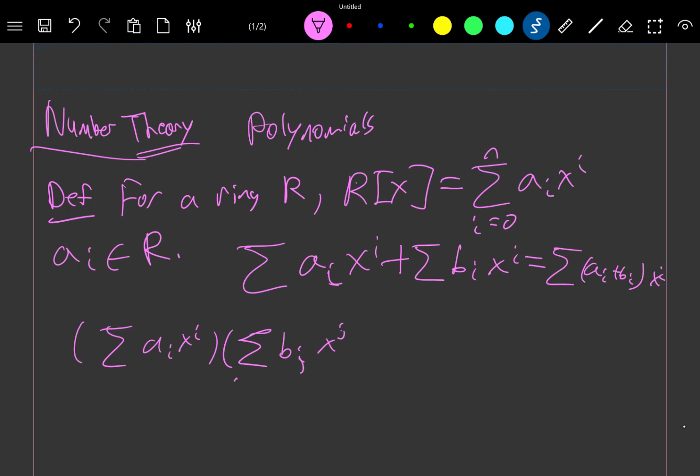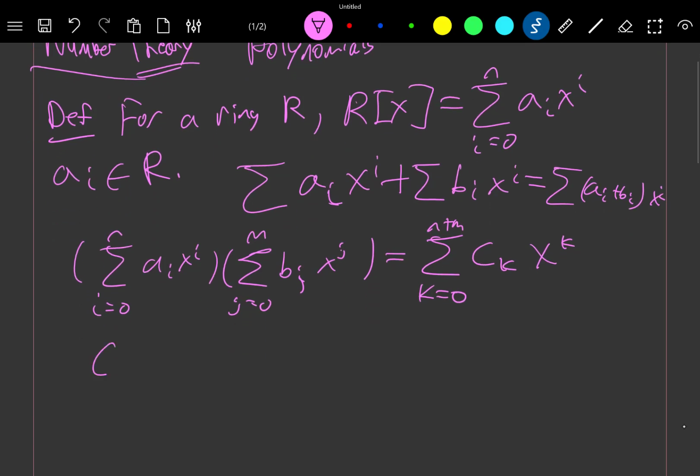or I'll use j here, so i goes from 0 to n, j goes from 0 to m. Here, this is just going to be a sum of c_k x^k, where k goes from 0 to n plus m, where c_k is defined to be the sum of a_i b_{k-i}, where i goes from 0 to k.